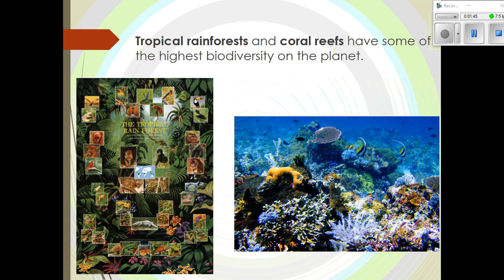So areas like a tropical rainforest that is both warm and has lots of rain, or a coral reef that occurs in a warm environment and has lots of access to water, will have some of the highest biodiversity on the planet.